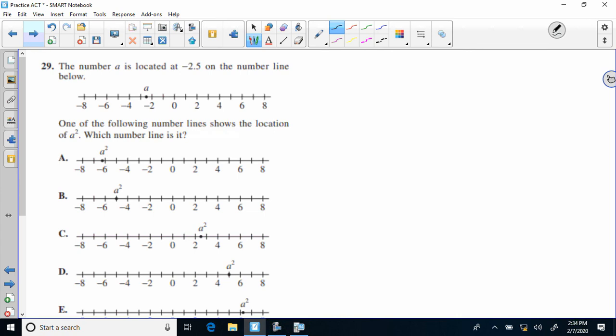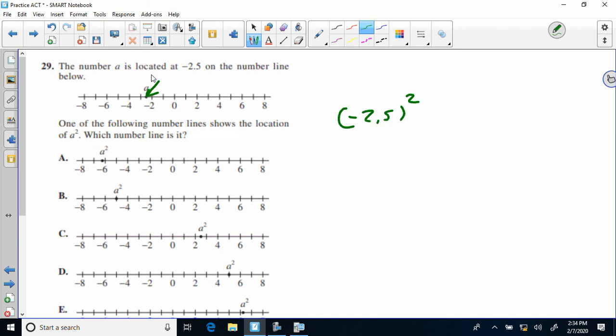Okay, so number 29, it says the number A is located at negative 2.5, and they make this problem look so hard, and it's really not hard. They said your A is right here. One of the following number lines shows the location of A squared. Well, really, they're saying, what is negative 2.5 squared?